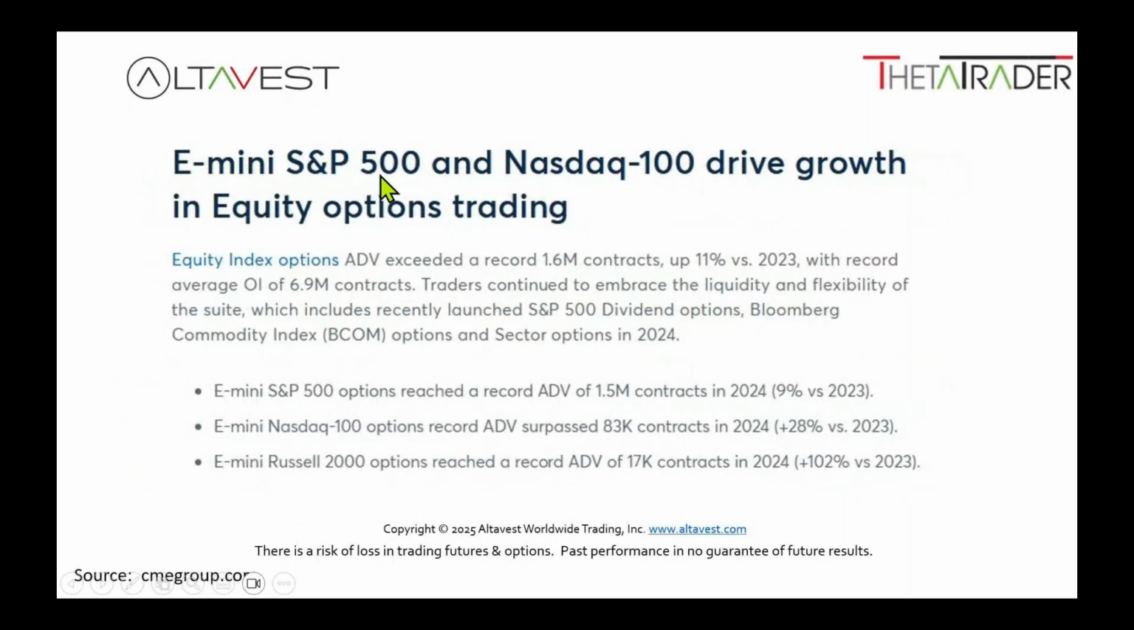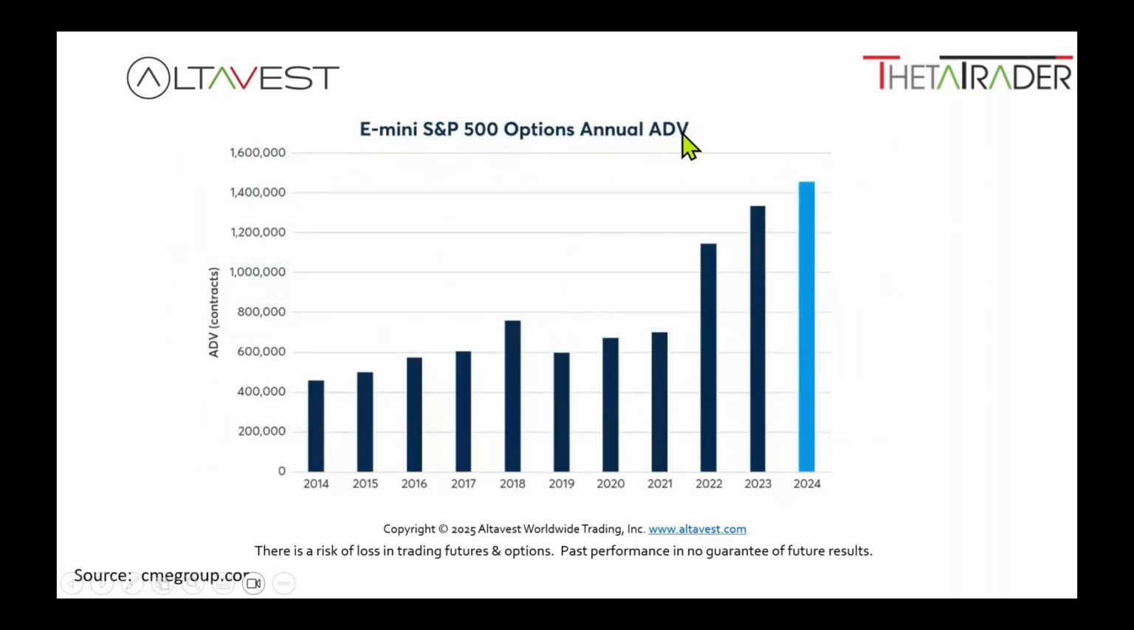The E-minis and the NASDAQ 100, so the E-mini S&P and NASDAQ 100 are driving growth in the equity options trading. And let me show you this one graph here. So average daily volume on just the E-mini S&Ps at over 1.4 million, and that's from last year. And it's just growing like crazy.